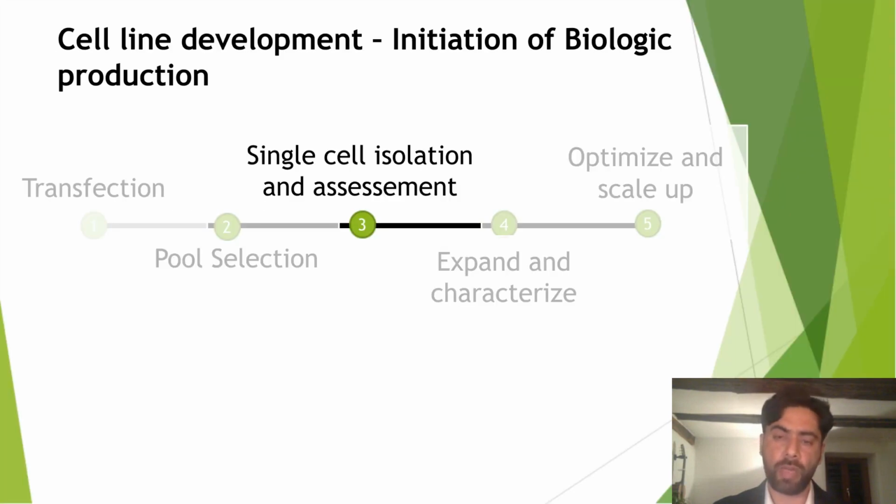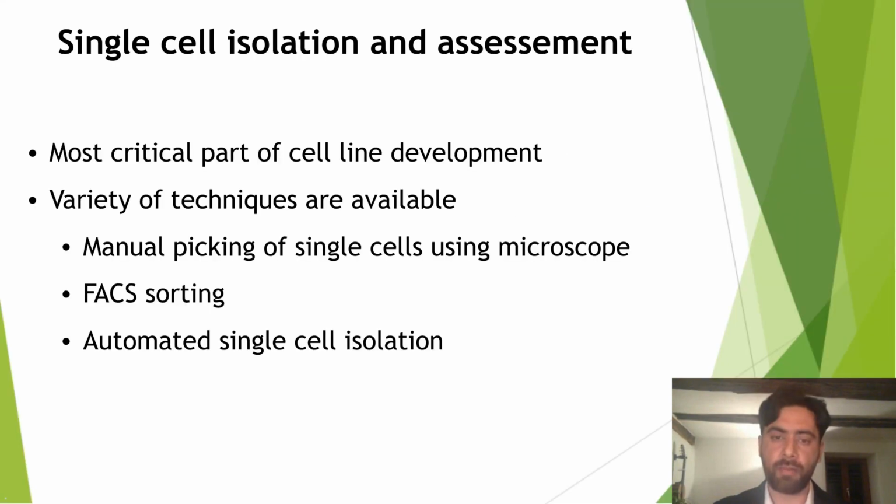Then again, once we have the selected pool, we would isolate the single cells. And for the single cells, we are using different kinds of strategies. For example, we can use manual picking of the single cells using a microscope, so with a spatula. We can also sort the cells by using a FACS machine, or we can use automated single cell isolation machines as well, which are nowadays available and are provided by different companies.